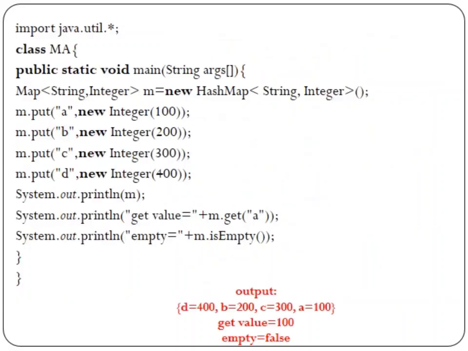Let us see a simple example of making use of a map interface. Here we have used a map interface where keys are of type String and values are of type Integer, and where m is an object of the map interface.